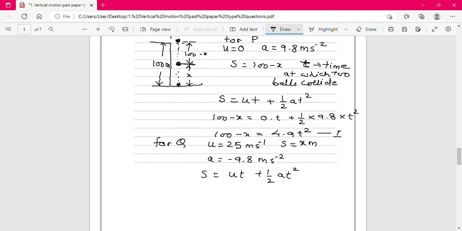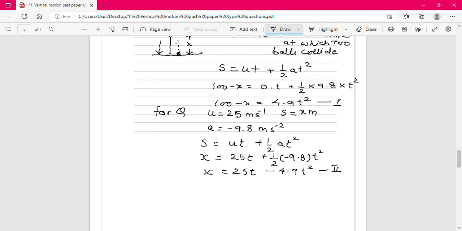Now for this ball, s is x, ut that will be 25t plus half into negative 9.8 into t square. So x is equal to 25t minus 4.9 t square. Call this as equation 2. Now let us solve these two equations simultaneously.